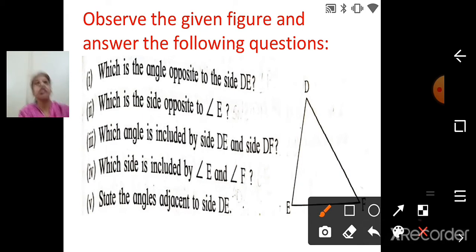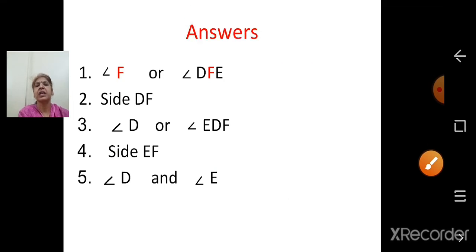Now check the answers, children, and tick your answers. First one is angle F or DFE. Second one is side DF. Third is angle D or angle EDF. Fourth is side EF. Fifth one, angle D and angle E. These are the answers. Accordingly, you give it if it is correct and marks out of 5.